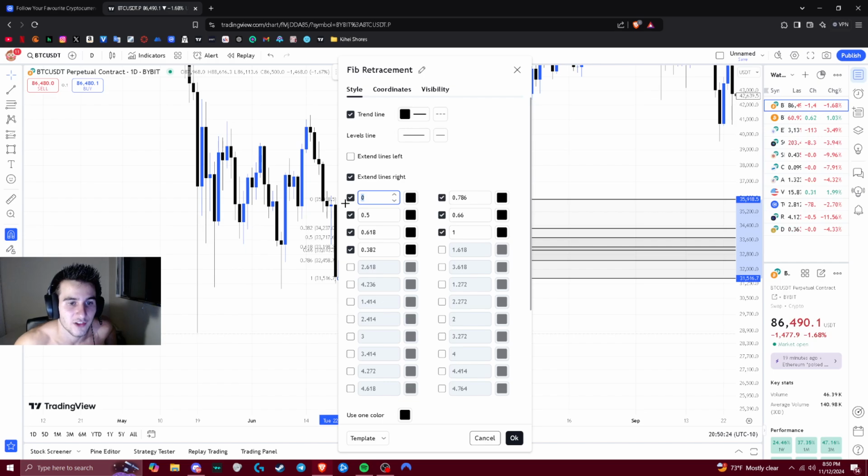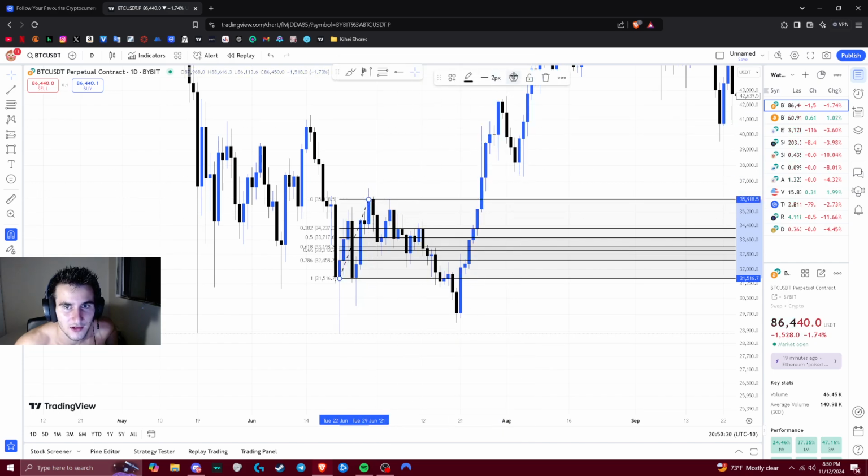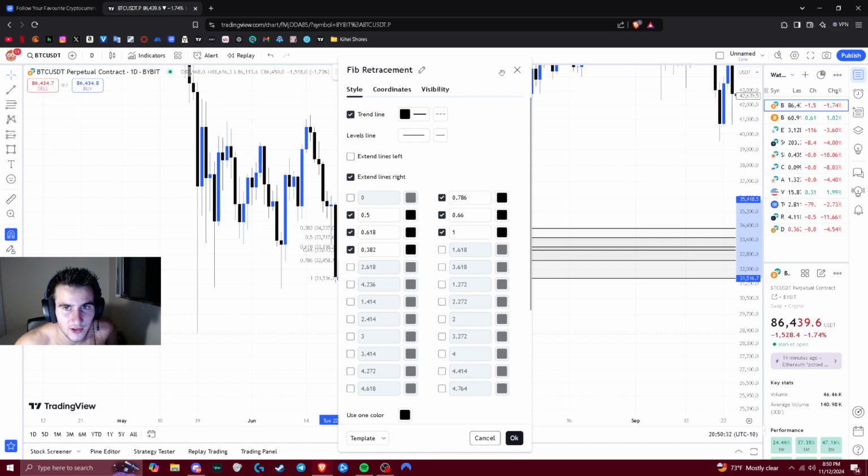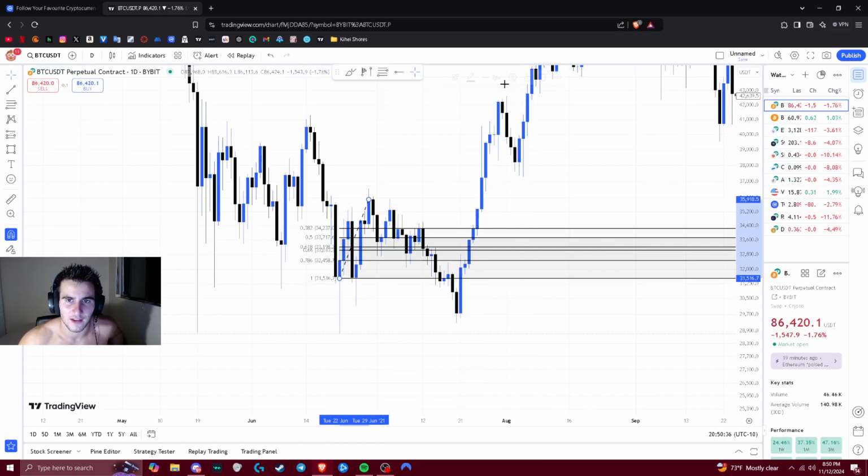These are my settings for fibs. You don't have to use the 0 or the 1. The 0 is basically the top point that you set, so you can turn that off. It doesn't really matter, but I turn it on sometimes just for visibility. And then the 1 is the same thing, but just on the first point you set.